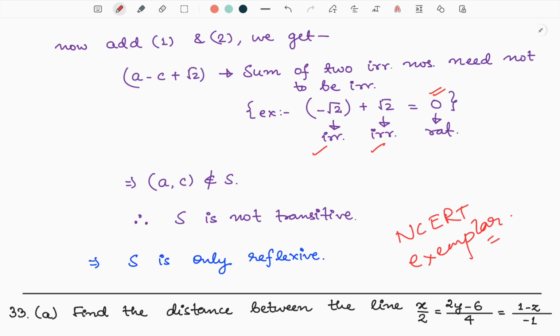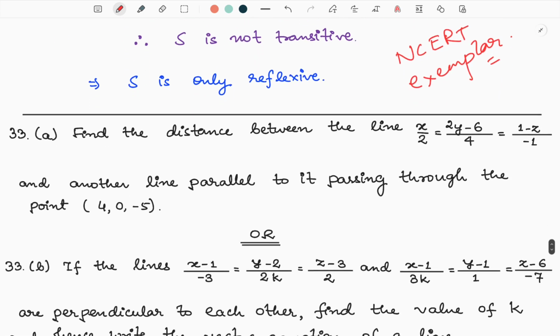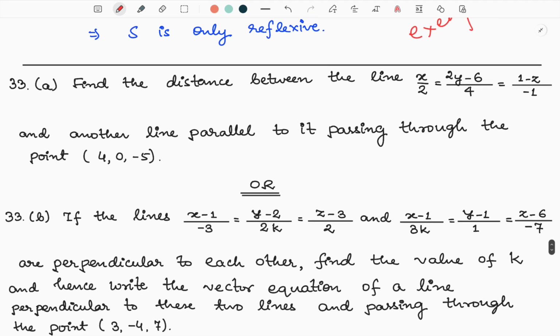Now move to question number 33, sorry. Question 33 again contains two internal choices, and this question is taken from the topic of three-dimensional geometry. The first question is asking us to find the distance between two lines, and the problem is that the distance between those two lines cannot be found directly by using the formula, because one line equation is given but for the other line, only a condition is given.